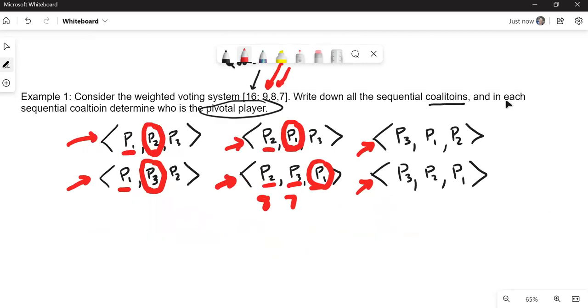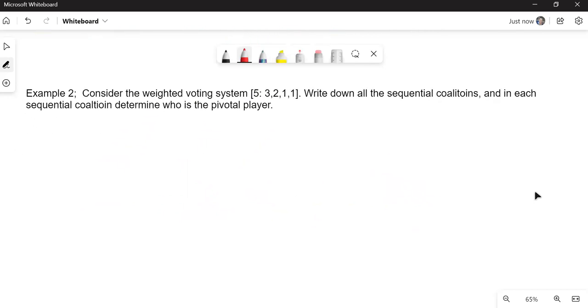Okay, I'll have you take a look at these last two and decide who is the pivotal player in each one. All right, in our last example, and we're only going to do a portion of this example, not the whole thing because it'll be too long. Consider the weighted voting system with a quota of 5. The weights are 3, 2, 1, and 1. Same problem, write down all the sequential coalitions. Still have my typo there. And in each sequential coalition, determine who is the pivotal player.